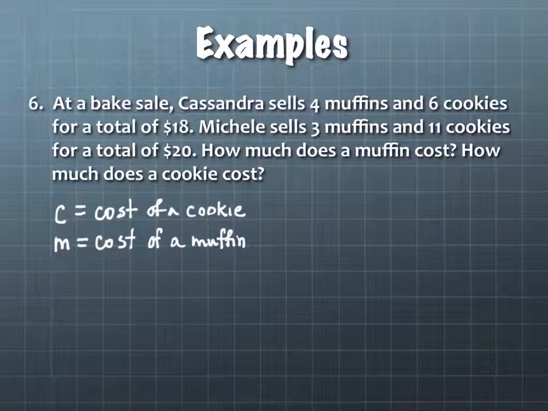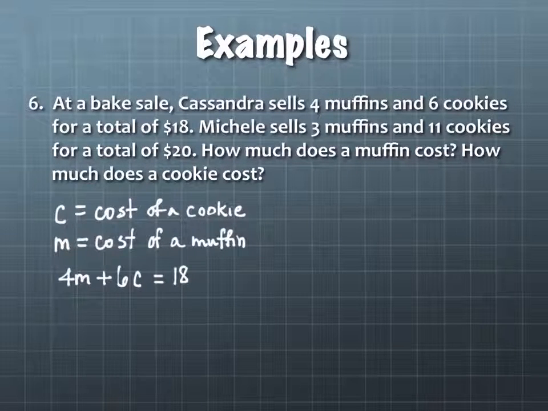All right, we need to create 2 equations. And they're based on these 2 young ladies and how much they sell. So the first one is Cassandra, and she sells 4 muffins and 6 cookies for $18. What kind of an equation is that going to create? What's it going to look like? 4m plus 6c equals 18. Okay, so you take the number of cookies she sold times the cost of the cookie, the number of muffins times the cost of a muffin. So basically we're going in order.